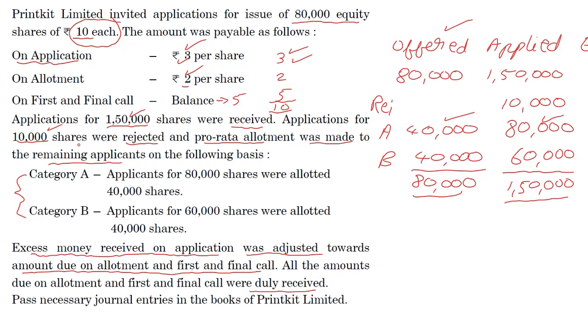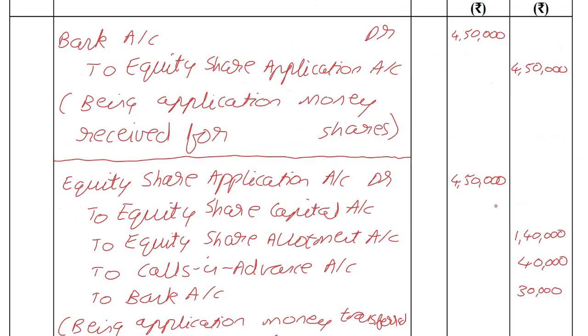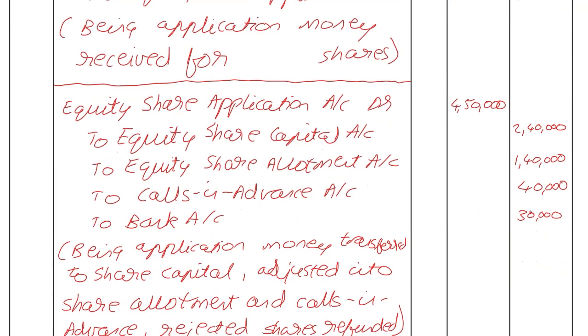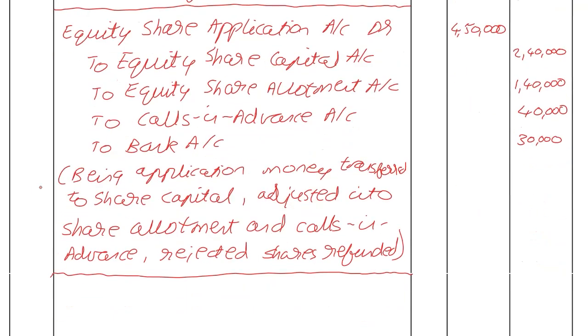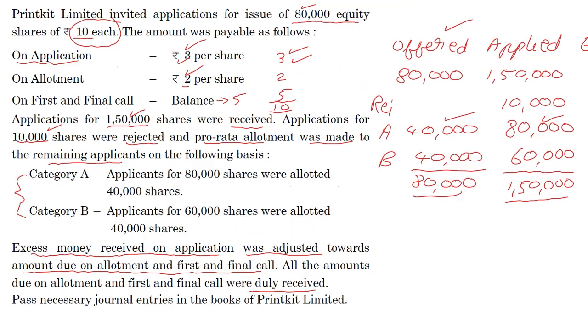We're talking about 3 rupees per share, and we're talking about 80,000 shares. So 3 into 80,000 is 2,40,000. Now I've done the calculation for every step, and hopefully I'm right, and I can find that out by adding. So 2,40,000 plus 1,40,000 is 3,80,000 plus 40 is 4,20,000 plus 30 is 4,50,000. Okay, so it matches.